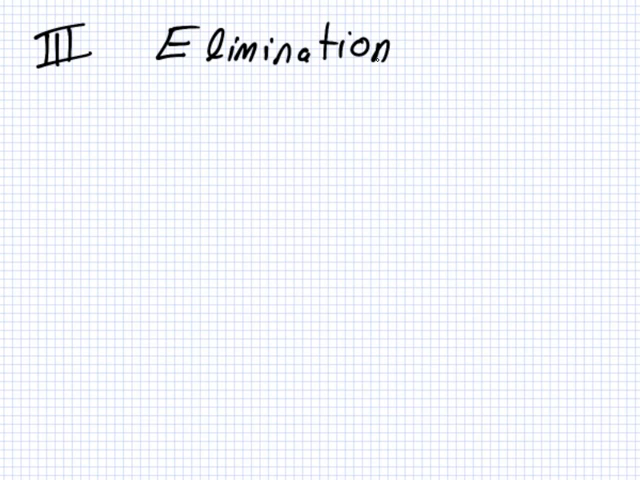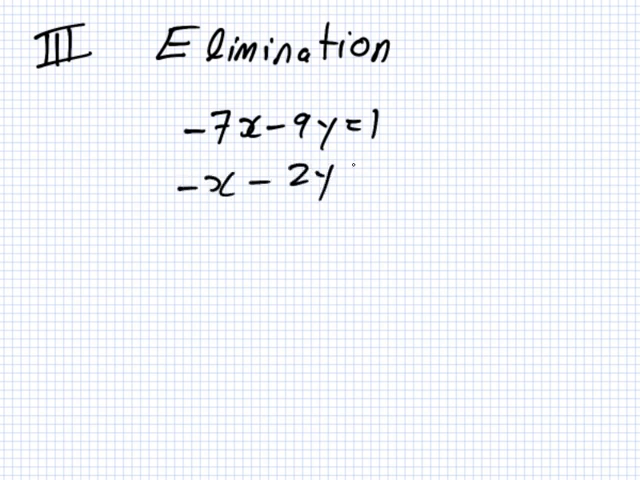So this method, let's take an example. Minus 7x minus 9y equals 1, minus x minus 2y equals 8. So this method you probably have seen in high school as well. It's when you want to make the x's or the y's the same, and then you can cancel them. And you can choose either x or y.